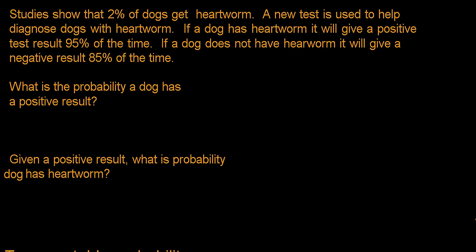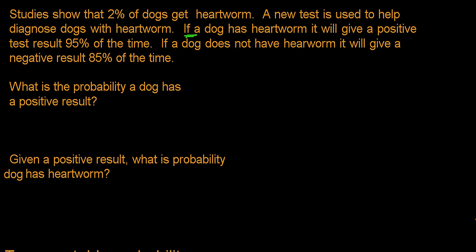Studies show that 2% of dogs get heartworm. A new test is used to help diagnose dogs with heartworm. If a dog has heartworm, it will give a positive test result 95% of the time. See, that "if" is there, right? That's a big conditional thing. On the condition that a dog has heartworm, will they get a positive test result 95% of the time. If a dog does not have heartworm, again, conditional, it will give a negative result 85% of the time.